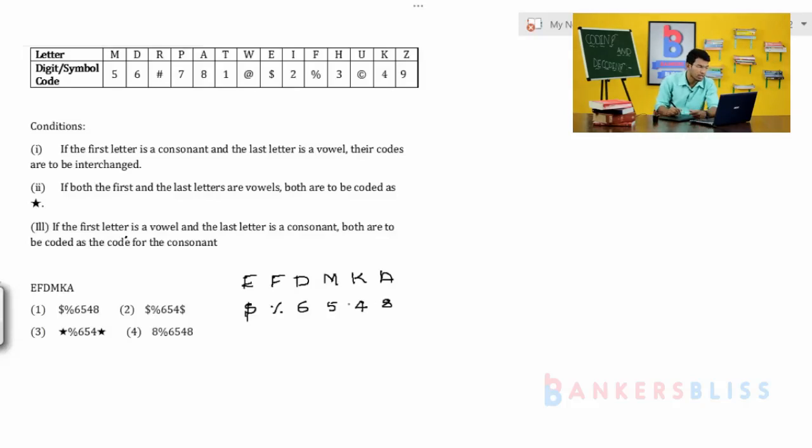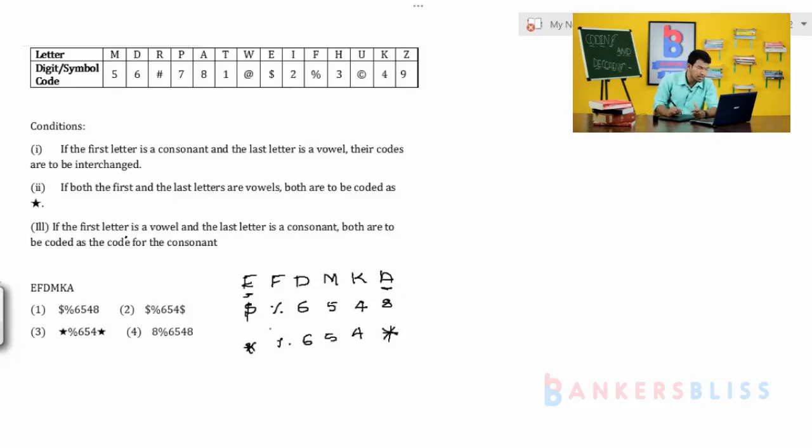Then read the conditions. If the first letter is a consonant, then the first condition cannot be followed, because the first letter is a vowel. Then look at here: if the first and the last letters are vowels, E is a vowel and A is also a vowel, so the second condition is followed. If the first and last letters are vowels, both are to be coded as star. It is nothing but A is coded as star and E is coded as star, and the remaining percentage, 6, 5, 4 is constant. And then look at the options.